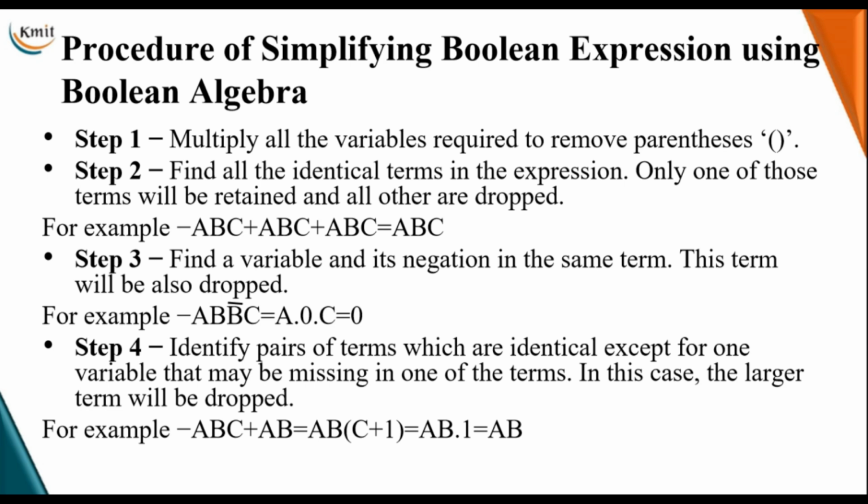Step 4 is to identify the pair of terms which are identical except in one variable that may be missing in one of the terms. In this case we can drop that, taking the common variables. It can be explained with this example. ABC is a product term which has 3 variables, or AB, which has only 2 variables. Out of these 2 product terms, AB is the common part. Let me take AB as common, then we have C or 1. 1 or C, or C or 1, is always equal to 1. So AB and 1 becomes AB.